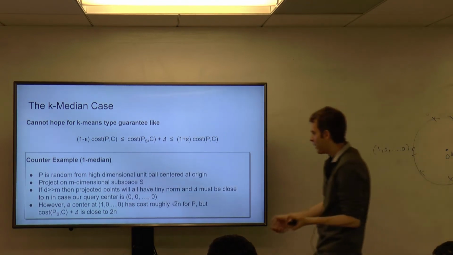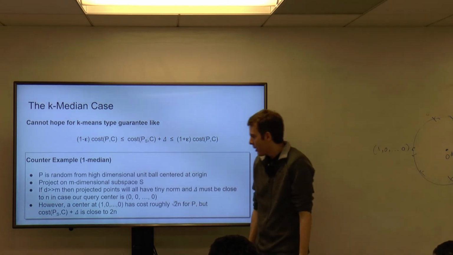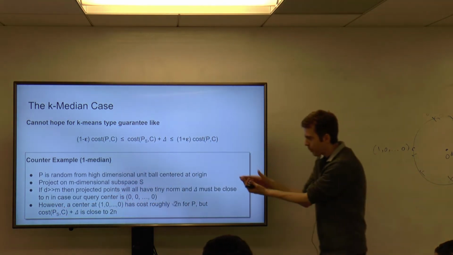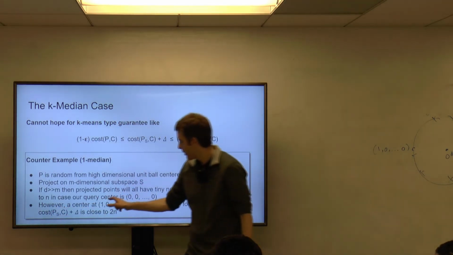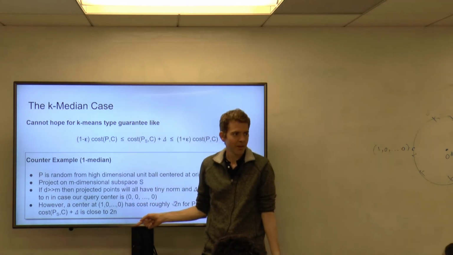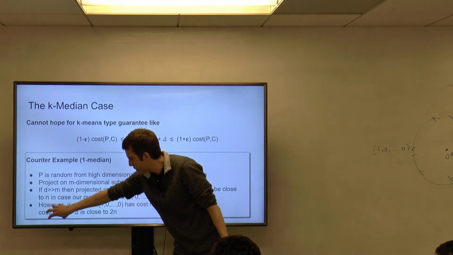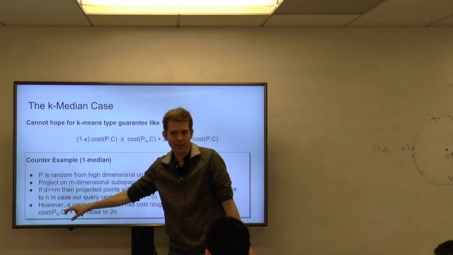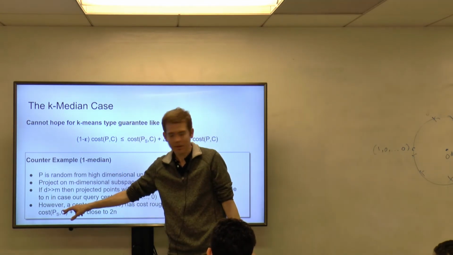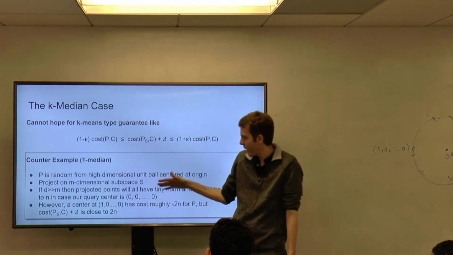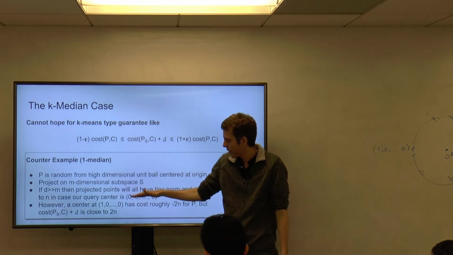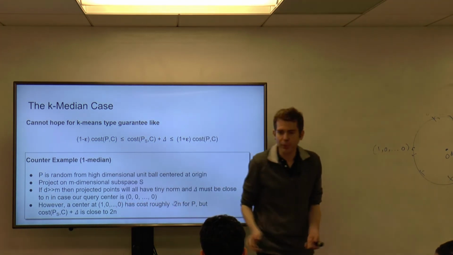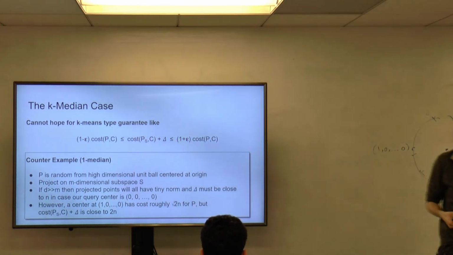Well, if the cost is square root 2 times n, what is the cost of the projected points onto S, moving them to this point on the ball? All these points have very tiny norm. They're close to 0. Moving them to this point on the ball, this cost is going to be about n. And this delta, we already argued, has to be about n in case my query center is the origin. So this is close to 2n, but it needs to be close to root 2 n if I want to get a 1 plus epsilon approximation.